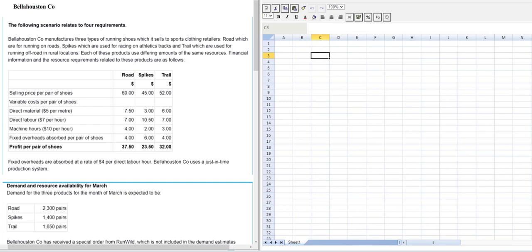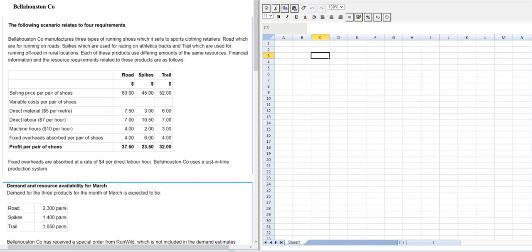Okay, so welcome to this question debrief on Bellahouston Company. This is the latest sample exam question from the ACCA released for September, December 2021. This one is about limiting factors, and it combines a single limiting factor with multiple limiting factors question.